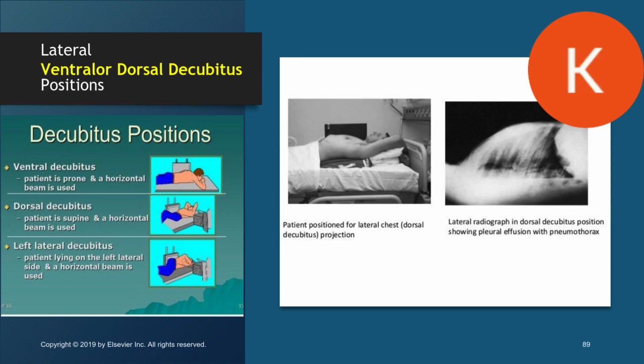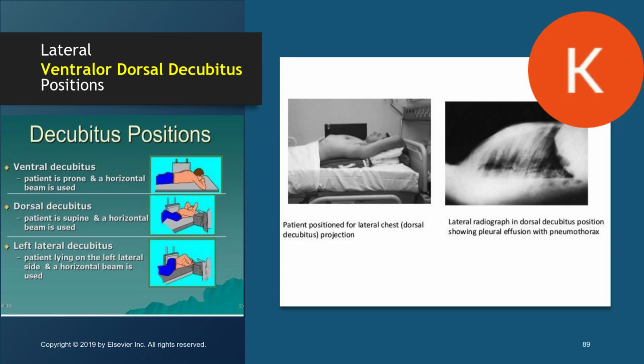Right lateral, ventral, or dorsal decubitus position. Here we see the ventral decubitus. The patient is prone and a horizontal beam is used. And then we have the dorsal decubitus. The patient is supine and a horizontal beam is used. Then the left lateral decubitus: we have the patient lying on the left lateral side and a horizontal beam is used.